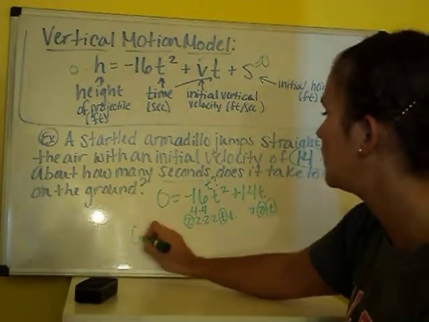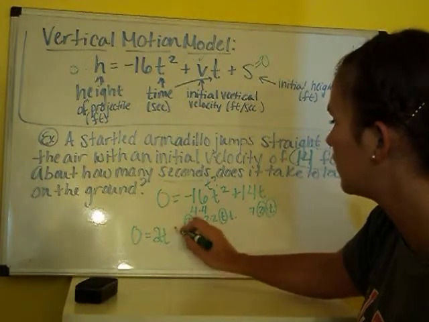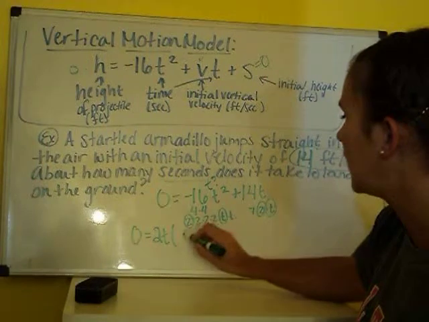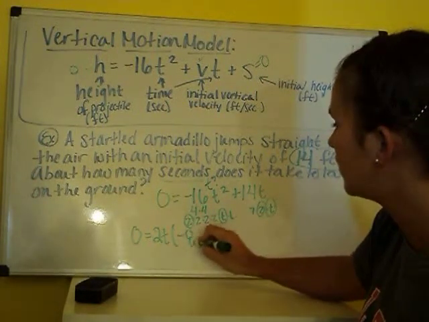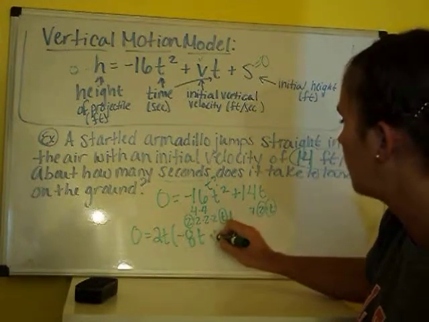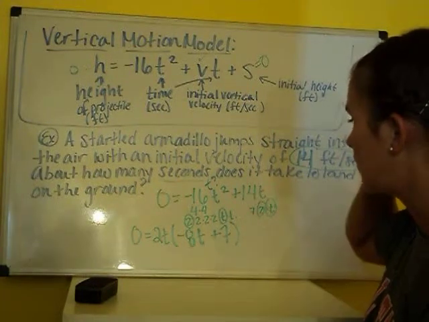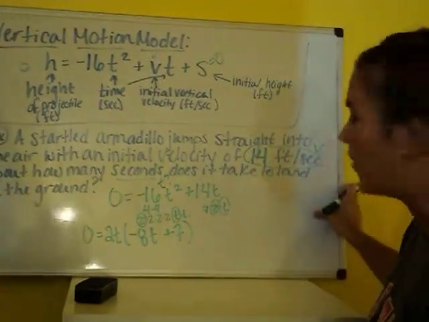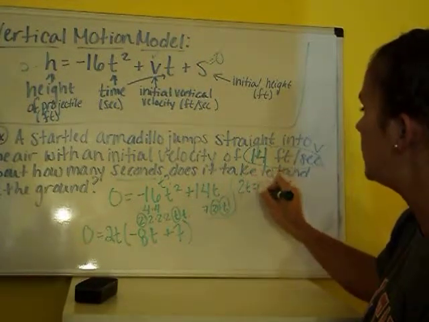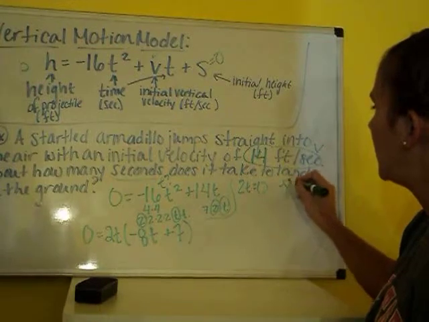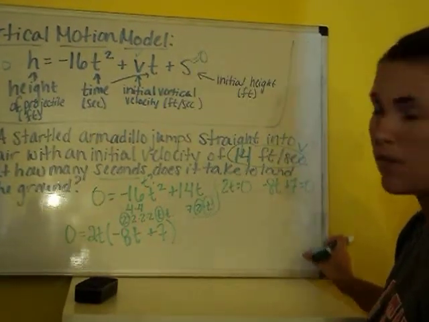So I'm going to have 0 equals, I have this 2t that I'm going to pull out. Here I'm going to have a negative, don't lose that negative. 2 times 2 times 2 is 8t plus 7. Okay, so now I solve. So I'm going to have, I'm running out of room, I apologize. I'm going to have 2t equals 0 and negative 8t plus 7 equals 0. That's using my zero product property.